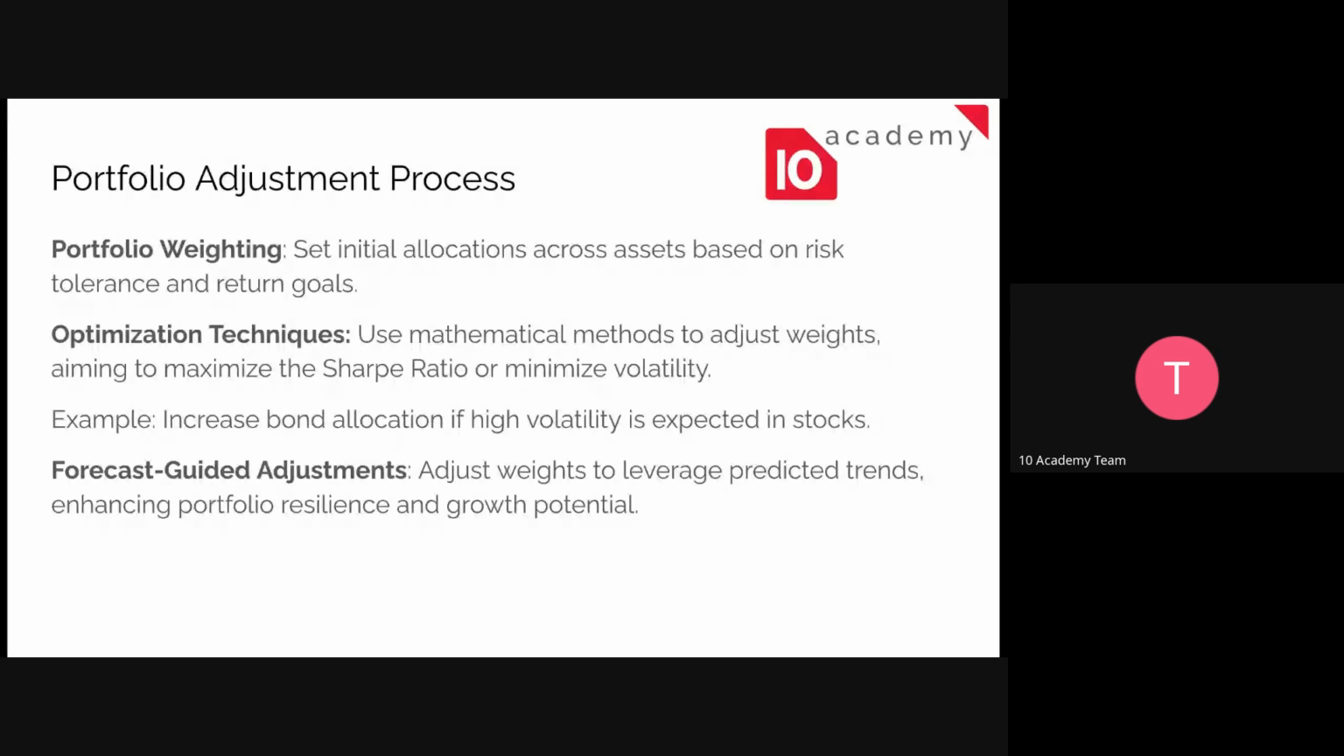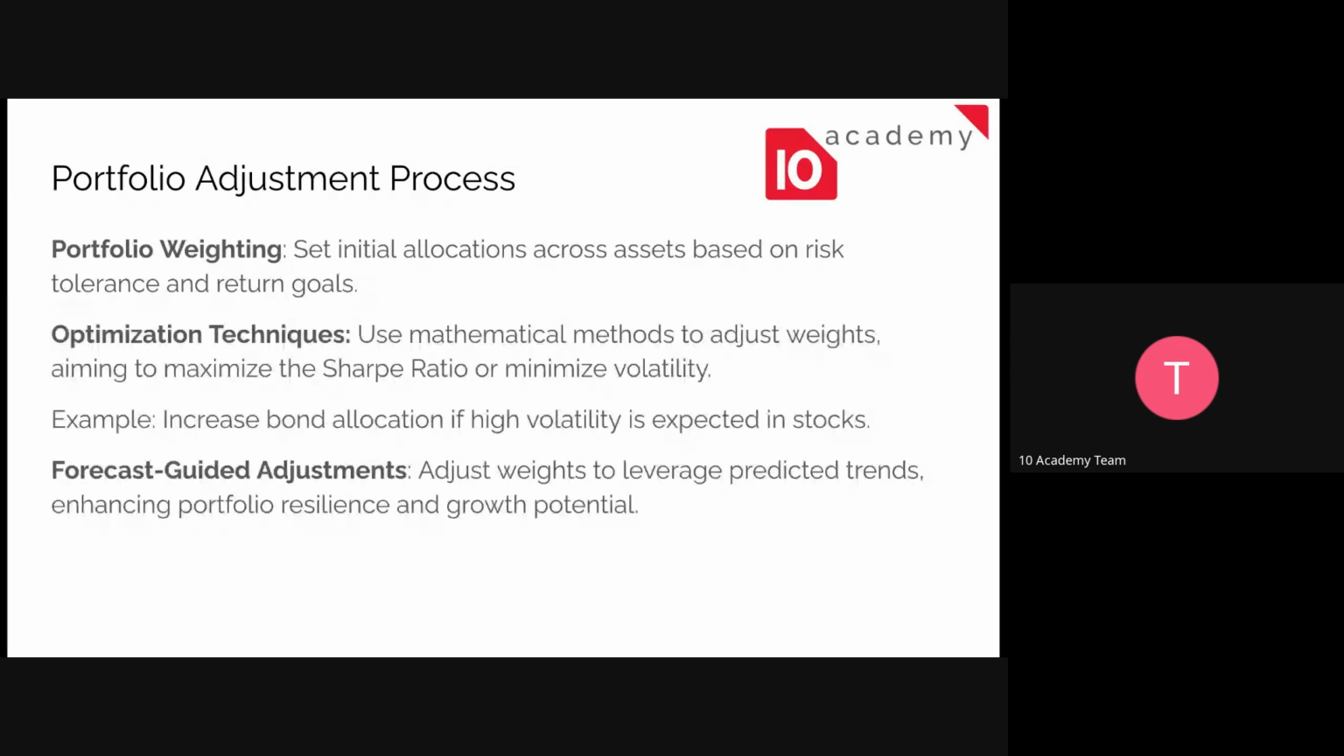Use mathematical methods to adjust weights, aiming to maximize the Sharpe ratio and minimize the volatility. So if you increase the bond allocation, it's going to have low volatility, but also very low return. But if you decrease the weight allocation to the bond, it's going to have very high volatility, but the return is going to be high as well.